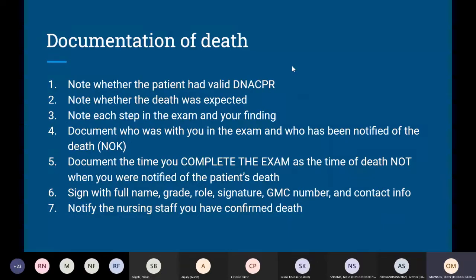Note each step in the exam. So you specifically write, you know, checked for verbal response, no response; checked for painful stimuli, no response; listened to the heart for over 2 minutes with no sounds heard. So you want to put each individual finding that you've found. You want to document whether the next of kin has been updated, because it can cause a lot of trouble if people come in the morning and they don't even know if the next of kin have been told.